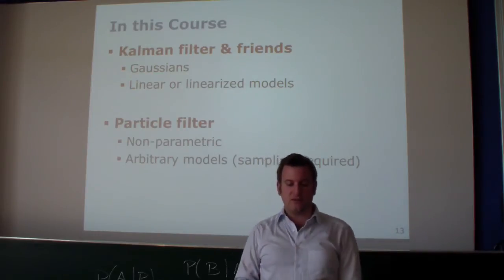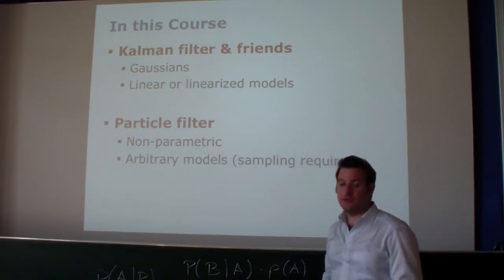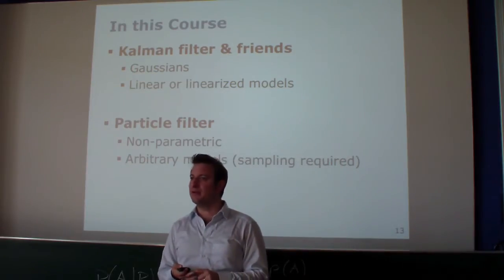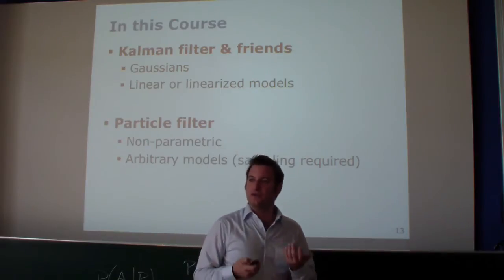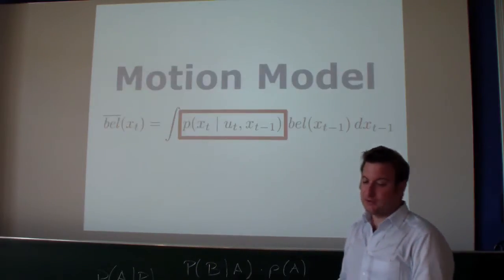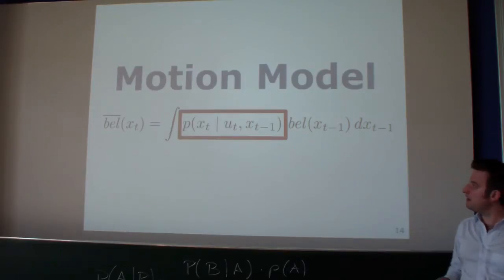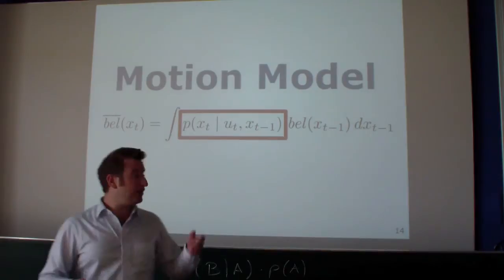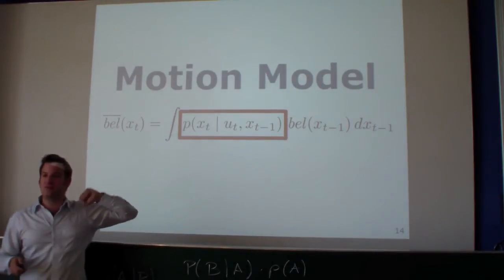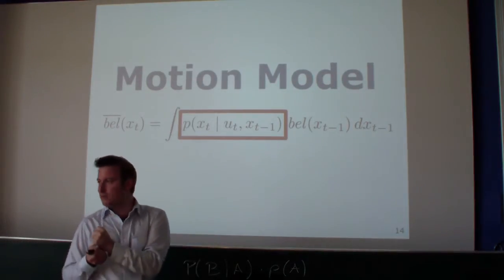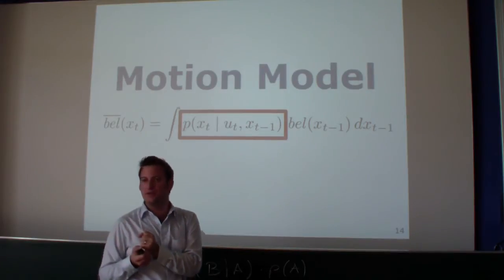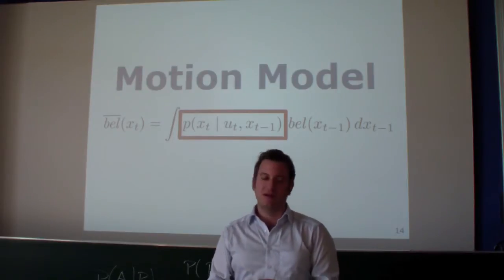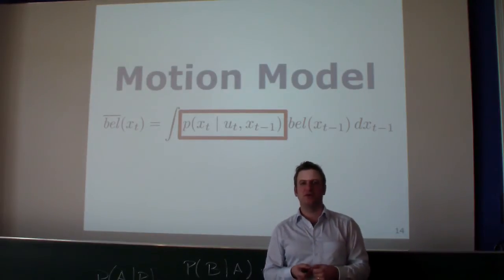Both of these filters have in common that we need to have some knowledge about the motion and the observations we make, because these are the two models we need to know about in our filter. So if you look at the motion model, this term over here, what are different ways of realizing this motion? You may even ask yourself, why do we need this probabilistic motion model? If I know which command I executed, why can't I simply compute, using pure geometry, where the system is at the next point in time?